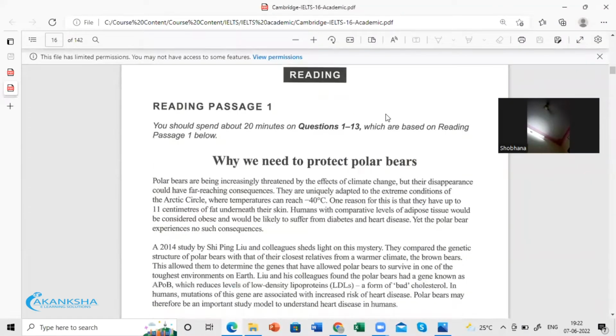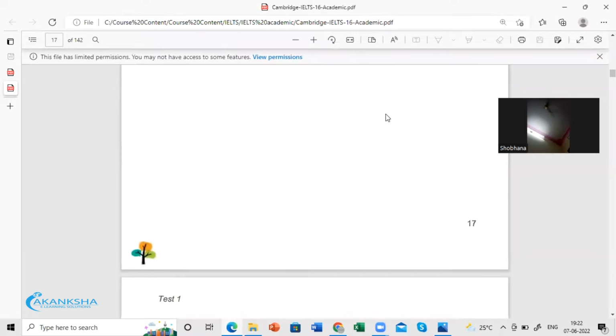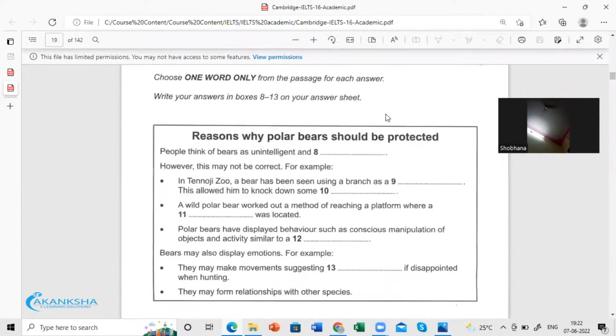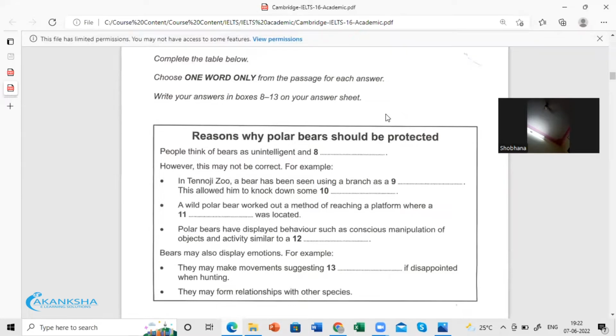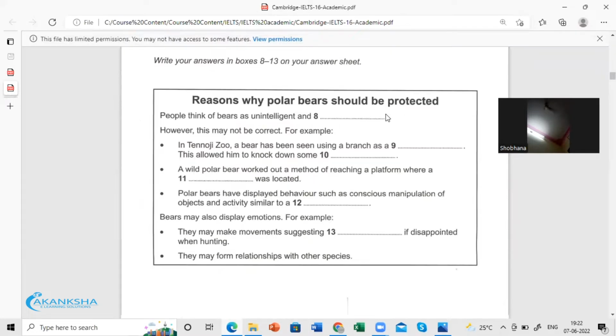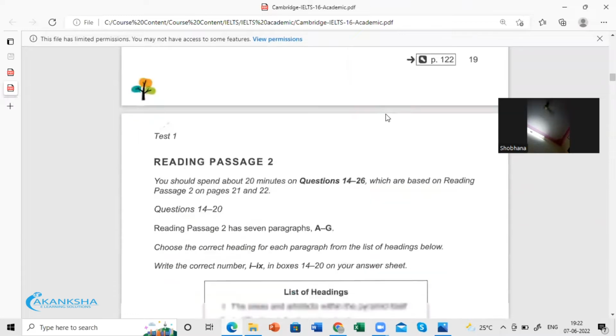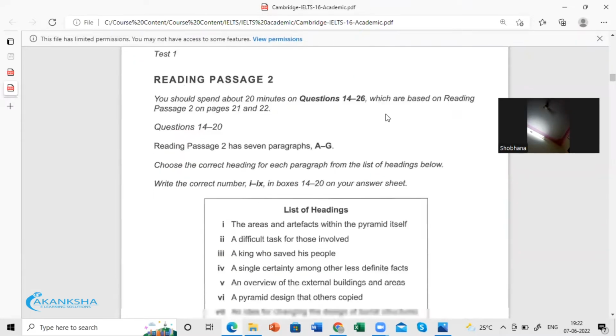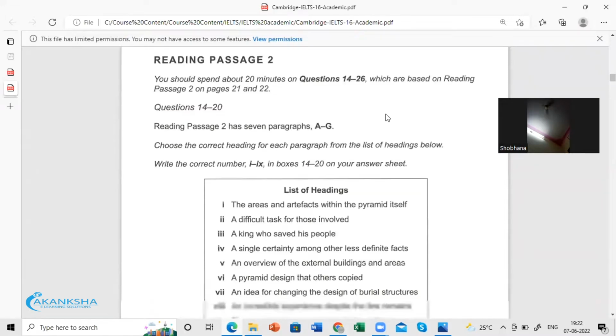Okay, right. So we discussed true, false, and not given, and also fill in the blanks. These two types of questions we discussed today. Okay, and let's see now in section 2 what kind of questions we basically get here.